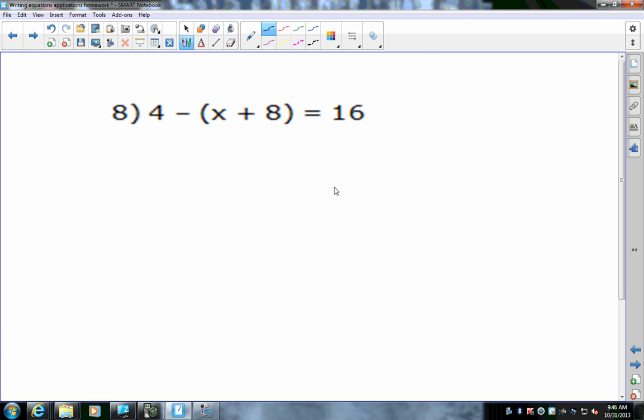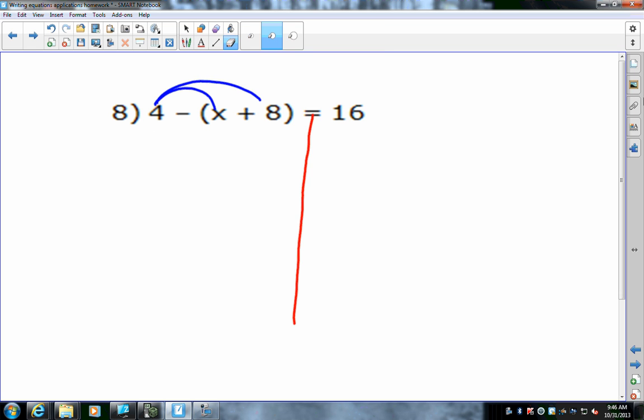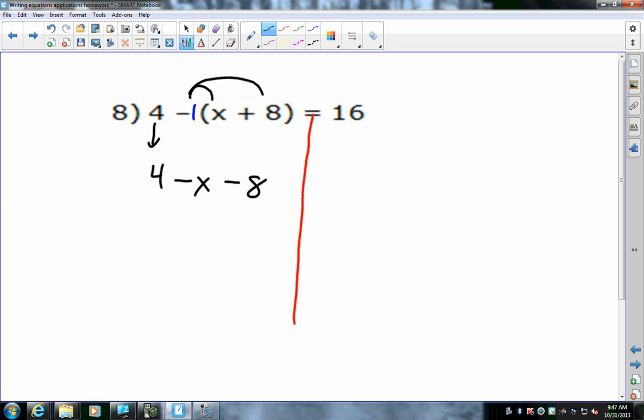Number 8. Now this one messes people up because guess what people try to do? Yeah, they try and take 4 times x and 4 times 8. That is not correct. There is a negative 1 in front of that parentheses. I want you to make sure and look and see. That's why I wanted you to do these at first, to see if you made that mistake, because that's a common one. So the 4 comes down. I get negative 1 times x, negative 1 times 8, negative 8 equals 16. Okay, be careful and make sure you did this.